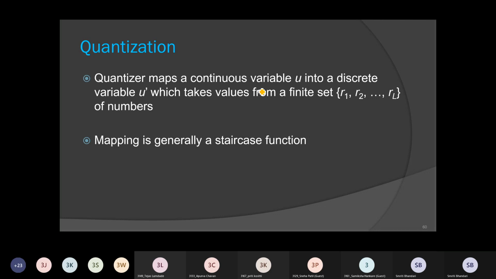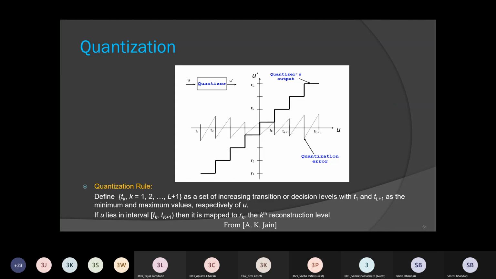And let us see now what is quantization. So a quantizer actually maps the continuous variable u into the discrete variable u dash, which takes the values from the finite set, say R1, R2 up to RL. And the mapping is generally a staircase function.